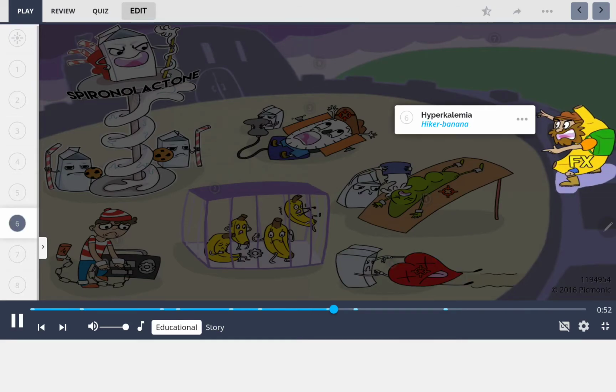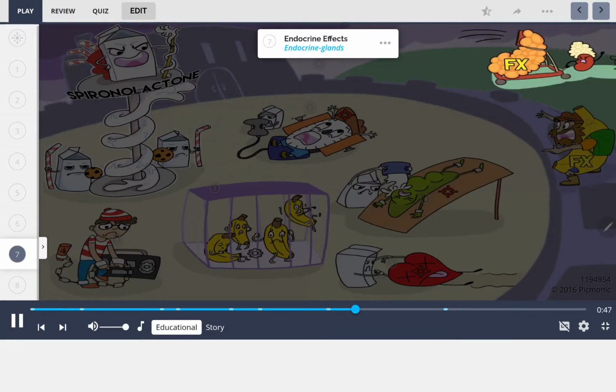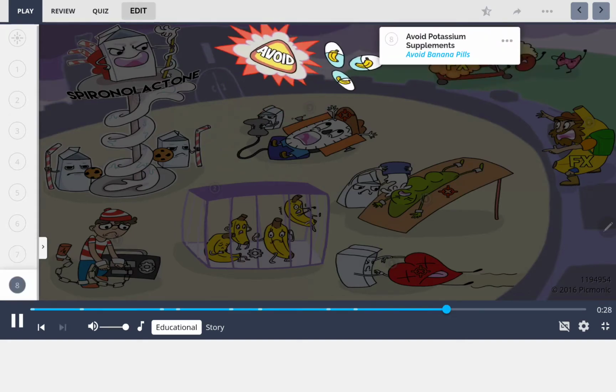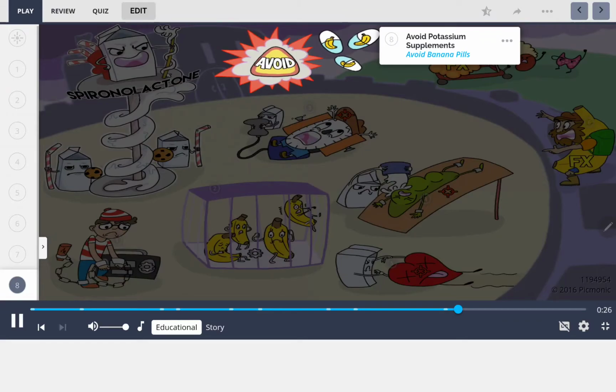This retention of potassium can lead to the side effect of hyperkalemia, shown by the hiker banana. Spironolactone not only binds to mineralocorticoid receptors, but inhibits androgen receptors as well, leading to endocrine effects, shown by the endocrine glands. In men, this anti-androgen activity can lead to gynecomastia and erectile dysfunction, while in women it can cause irregular menses. Lastly, because spironolactone increases potassium reabsorption, patients should avoid any additional potassium supplements, shown by the avoid sign next to the banana pills.